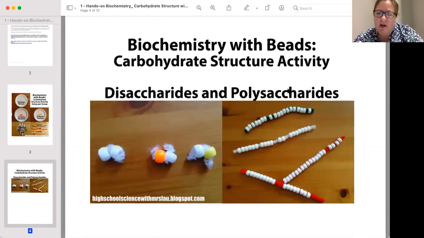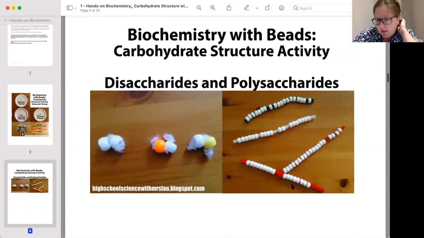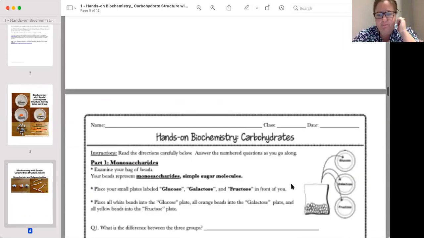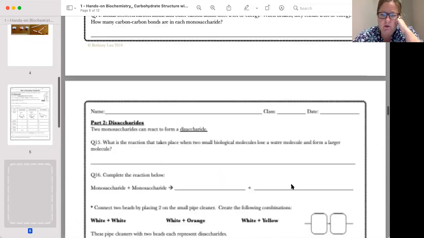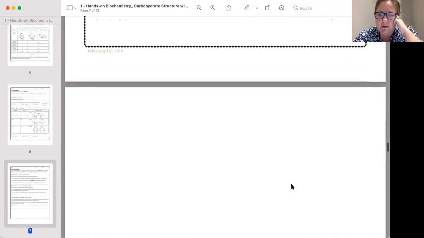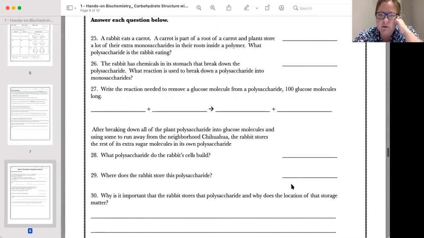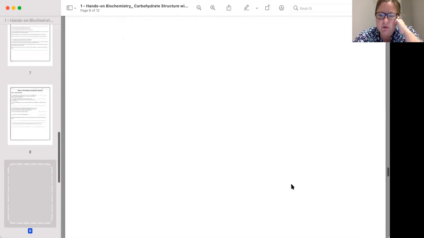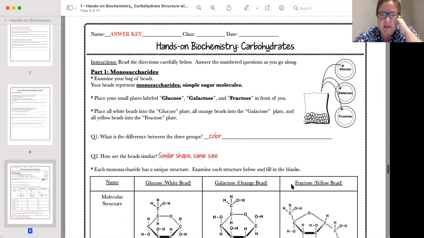They made disaccharides and polysaccharides. So let's look through the questions here. And I've uploaded these sheets onto the materials on Jupiter Ed, so you can print these out at home and make notes as needed.